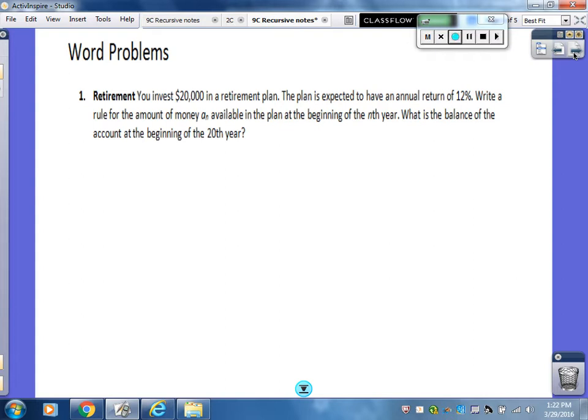Okay, so we've got to think about what kind this is, geometric or arithmetic? Since we're gaining 12% each time, that makes this a geometric question. And they're asking us for a rule, so we need the formula for the rule of a geometric sequence: a sub n is equal to a1 times the ratio to the n minus 1 power. Alright, so what do we need here?